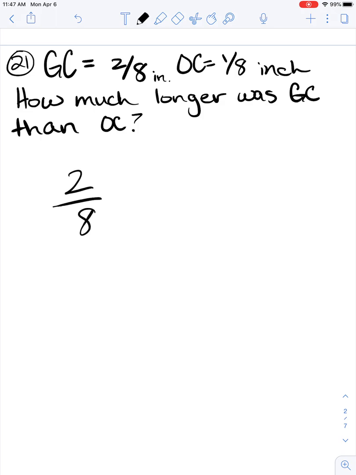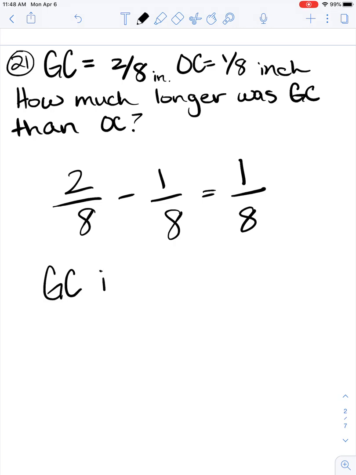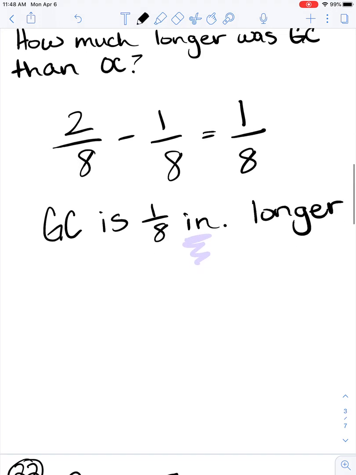So we're gonna take 2/8 minus 1/8. If our denominator is the same, we keep it the same. And 2 minus 1 is 1. So the green caterpillar, I can't say that word today, green caterpillar is 1/8 inch longer. Make sure that you had your label.